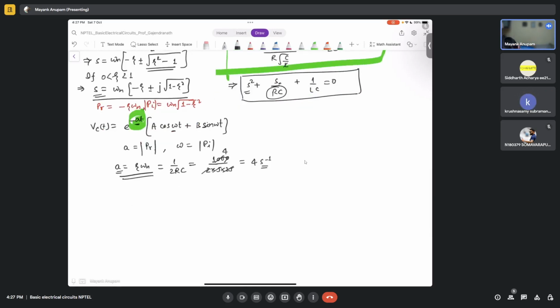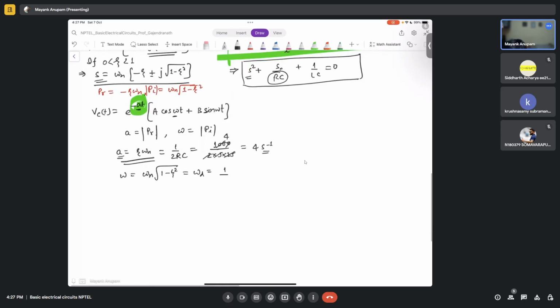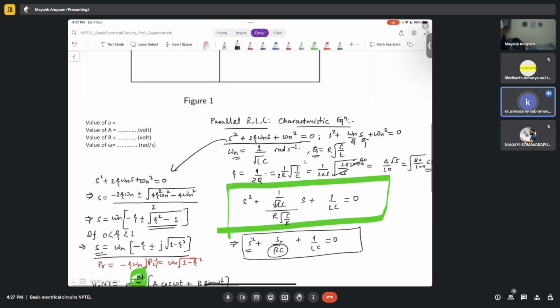Now tell me what is omega? Omega is omega n times square root of 1 minus zeta squared, nothing but omega d, the damping frequency. What is that? It is 1 over root LC multiplied by square root of 1 minus zeta squared.